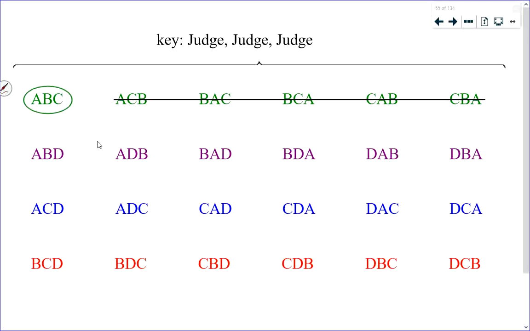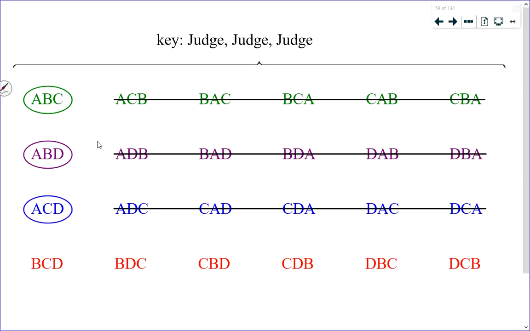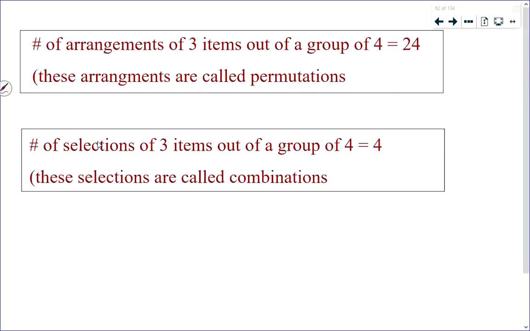And the same thing could be said here. These are all the 3 judges being Alan, Betty, and Danny. These are all Alan, Charles, and Danny. And these are all Betty, Charles, and Danny. So we've gone from a whopping 24 arrangements, permutations of 3 items out of 4, to a lowly 4 combinations or groupings of 3 items out of 4. So the number of arrangements of 3 items out of a group of 4 is 24. The number of selections of 3 items out of a group of 4 is 4.